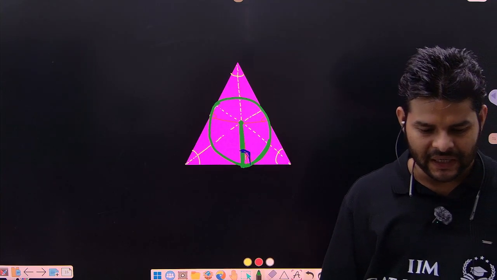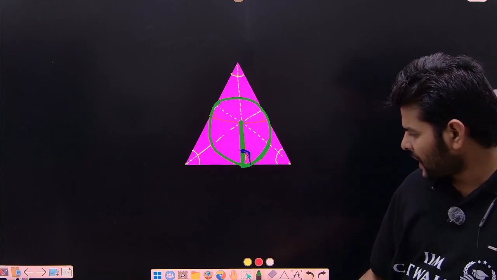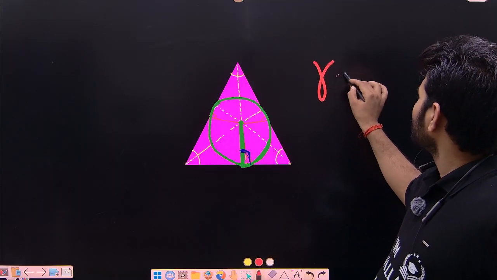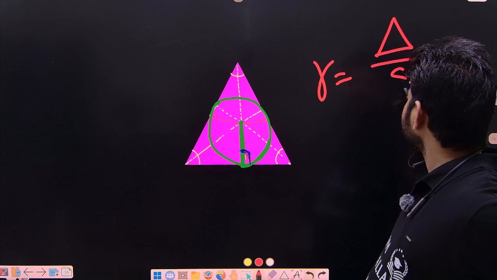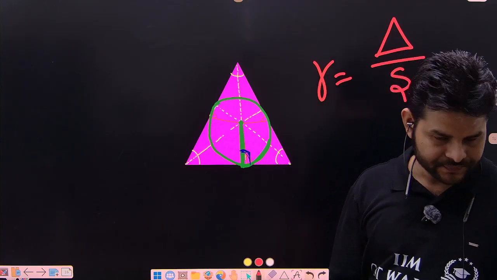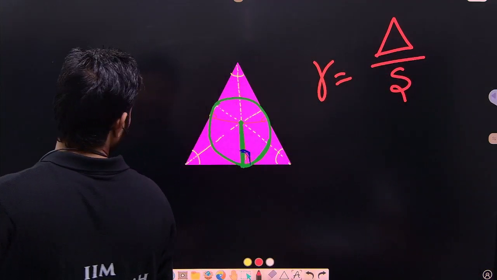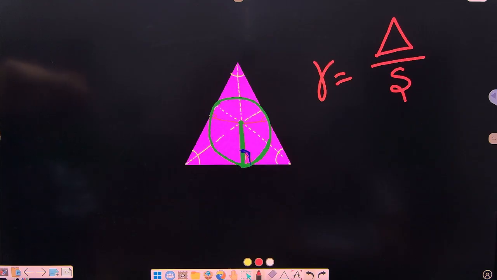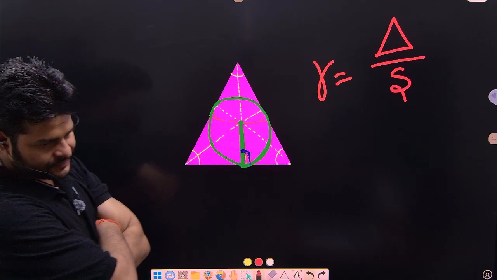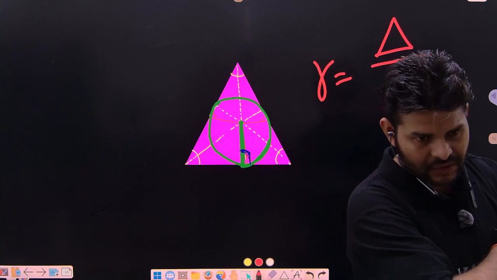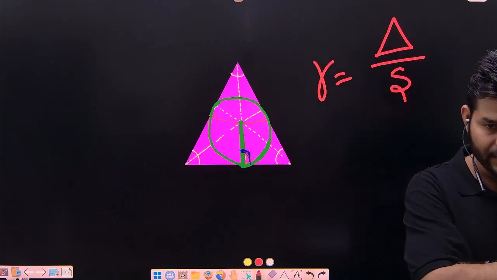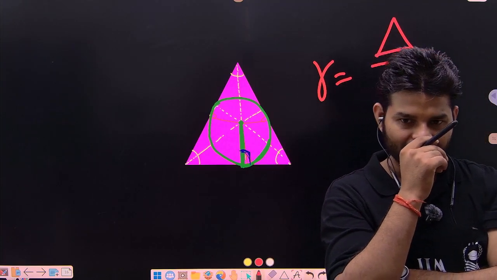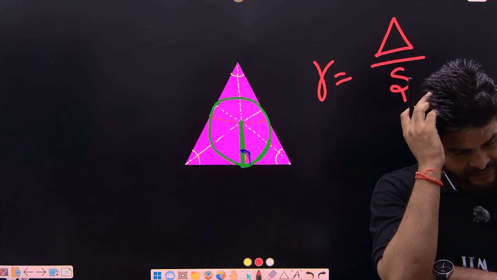So how can we find out the incircle radius? The formula would be R is equal to the area of the triangle upon S, the perimeter. This is the formula, area of triangle and perimeter. Directly, if you apply this formula, you can find out the incircle radius. R is equal to the area of the triangle upon the perimeter. You know well, perimeter is the sum of all the sides of the triangle.